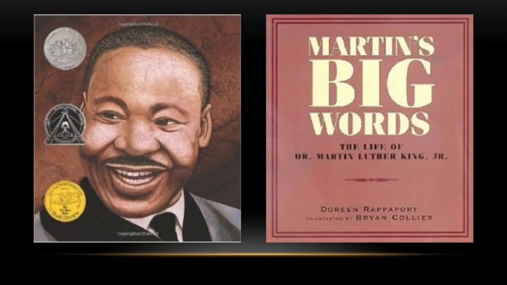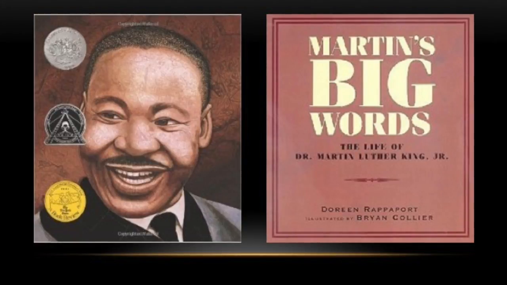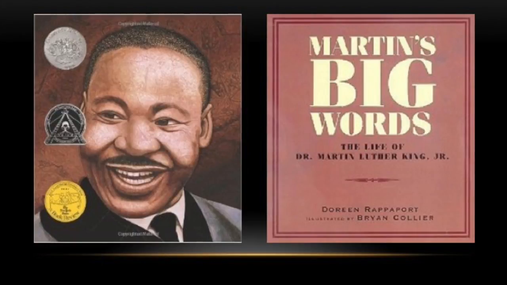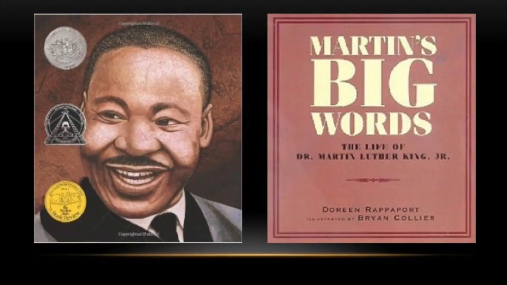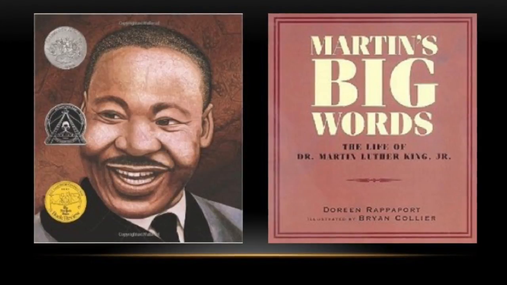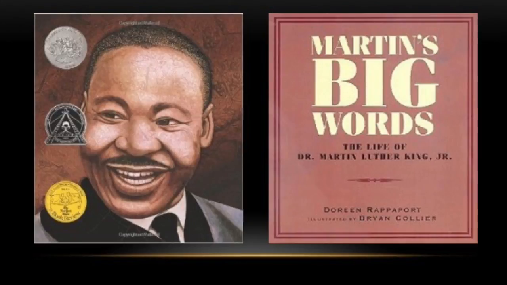Week 10's theme was based on informational nonfiction, so I decided to use one of my favorite books with the girls, Martin's Big Words: The Life of Martin Luther King Jr. by Doreen Rappaport and illustrated by Bryan Collier. This is a picture book that is classified as a biography, so I felt that it would work well for this week.